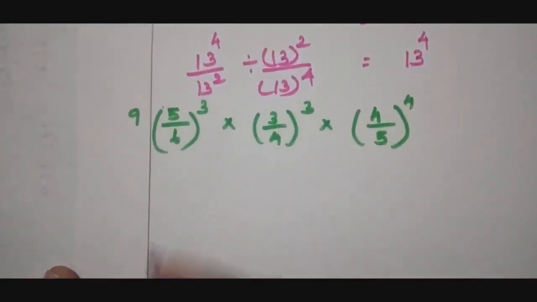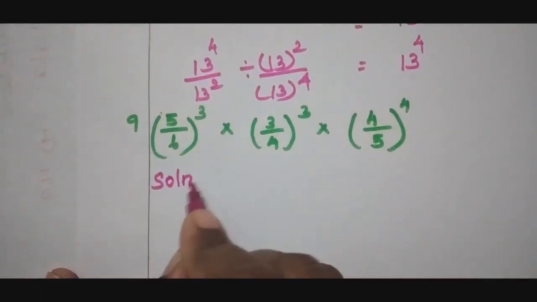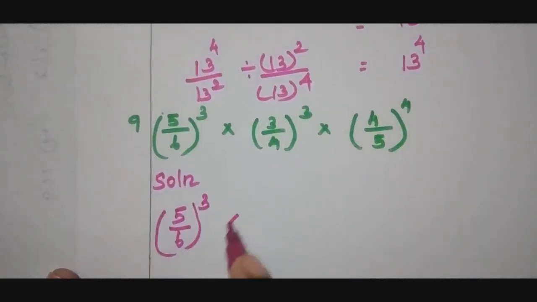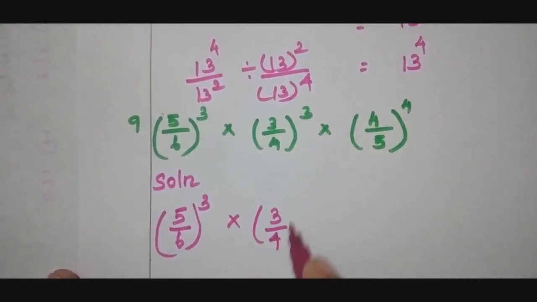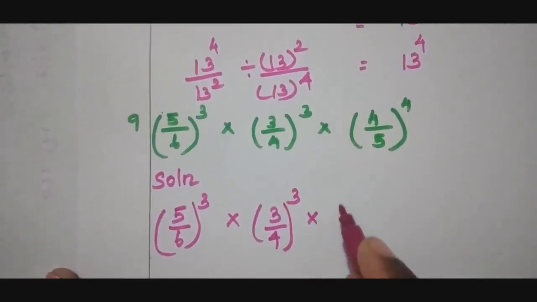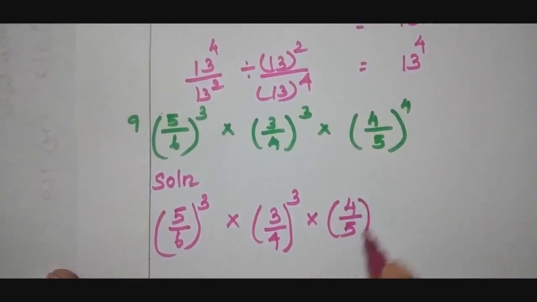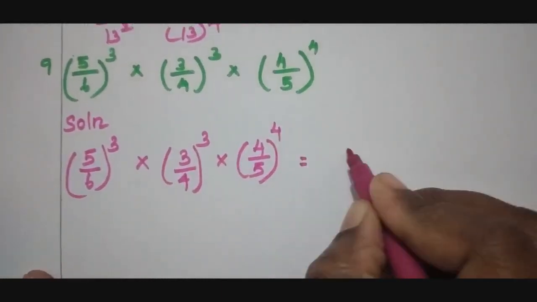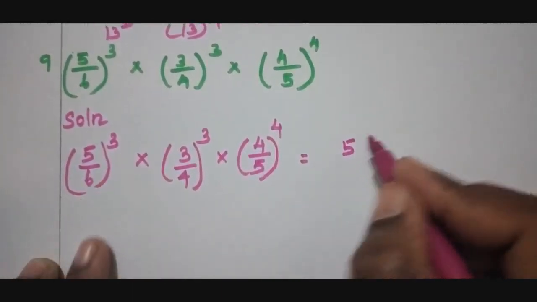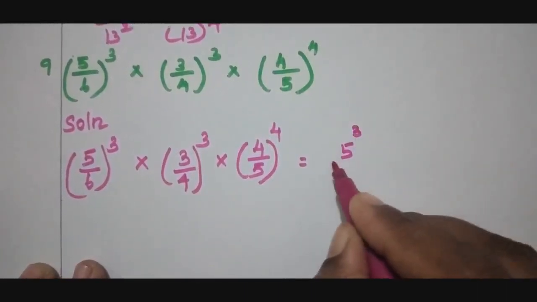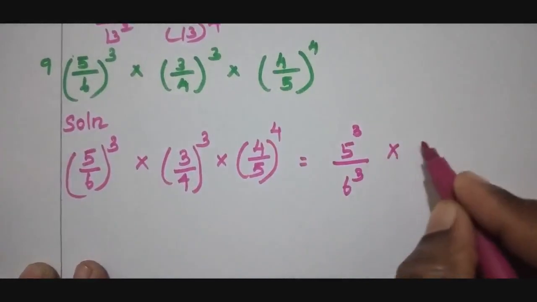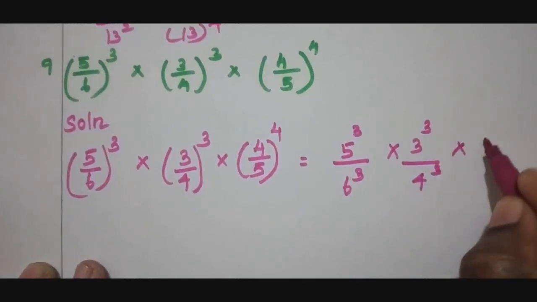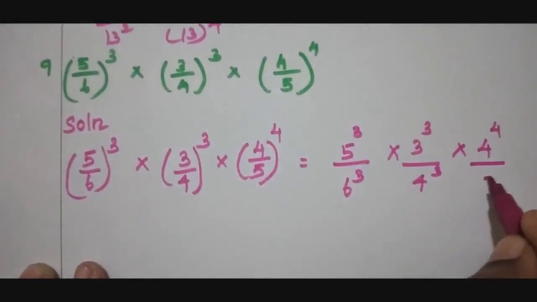The next question. 5 by 6 the whole power 3 into 3 by 4 the whole power 3 into 4 by 5 the whole power 4. Now I am writing this one as, I am bringing this power inside, so this becomes 5 power 3 divided by 6 power 3 into 3 power 3 divided by 4 power 3 into 4 power 4 divided by 5 power 4.